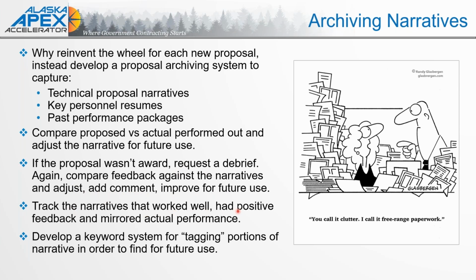Track the narratives that worked well, had positive feedback, and mirrored actual performance. So we might have had an anticipated approach of how the technical was going to happen, and then the reality varied enough that we want to, again, mark proposed versus actual and adjust accordingly. And then develop a keyword system for tagging portions of these narratives in order to find for future use.